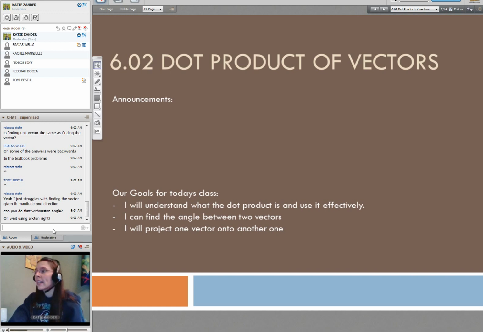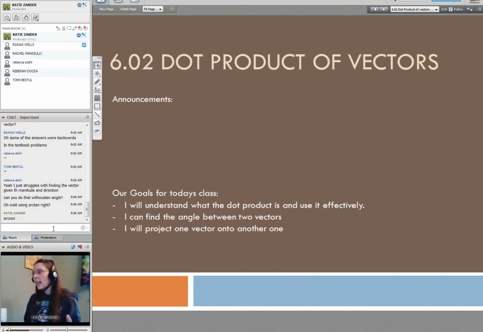Arc cosine. It's going to be arc cosine. We did cosine because we focused mainly on the first component of the vector, so what we would see in that x part if it were an ordered pair. So we use cosine instead of the arctangent. But yeah, you're thinking along the right lines.